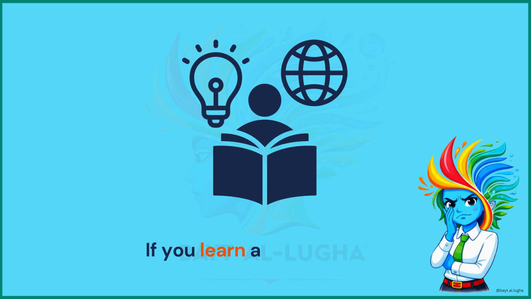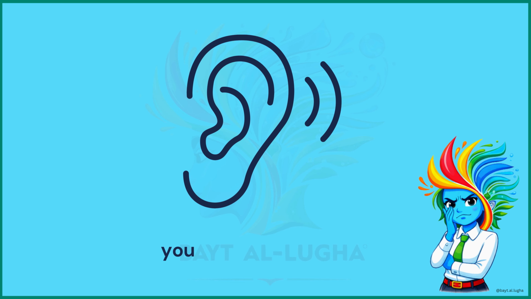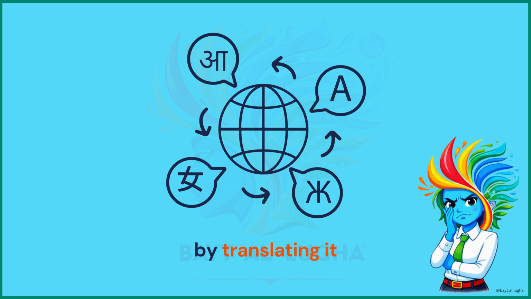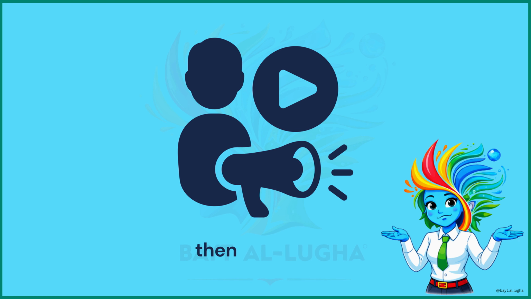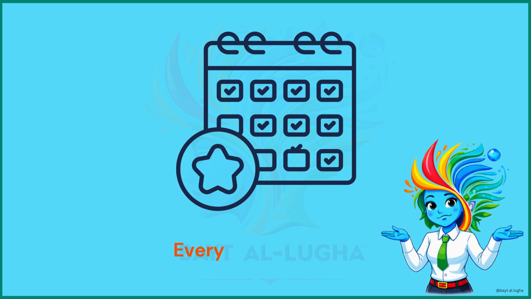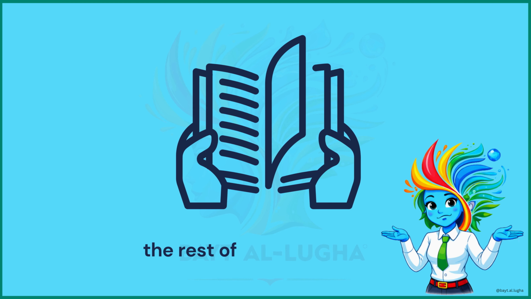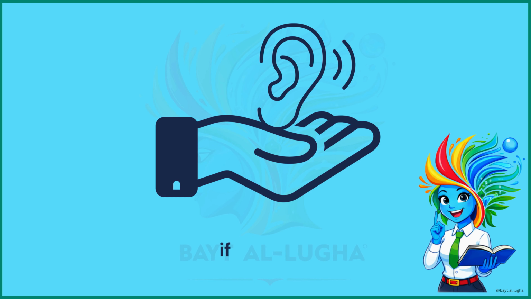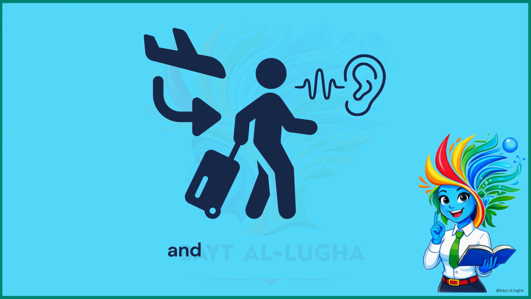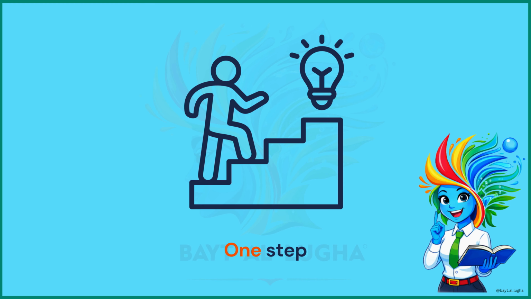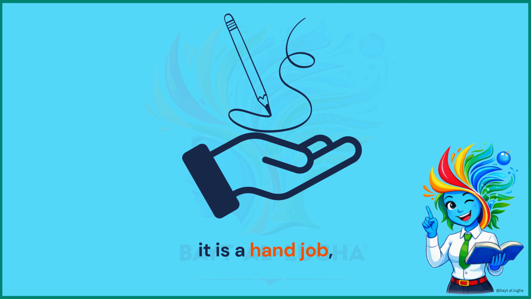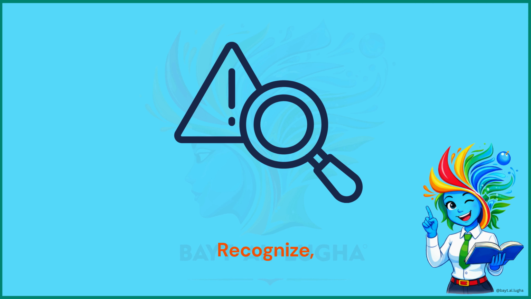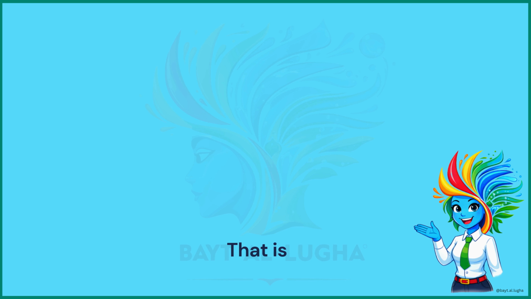If you learn a shape before you own the sound, you will read the shape by translating it. You will see seen, retrieve S, then produce it. 3 steps every single time for the rest of your reading life. However, if you own the sound first, you see seen and the sound arrives. 1 step. So this module has one job, and it is a hand job, not a mouth job. Recognize, read, and write. That is it.